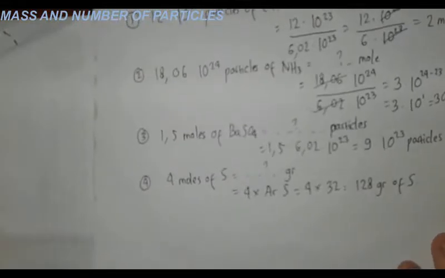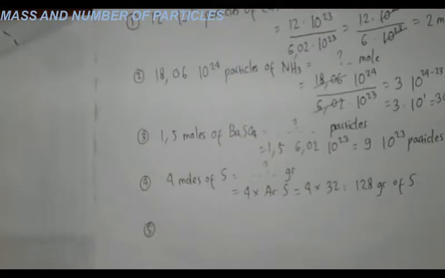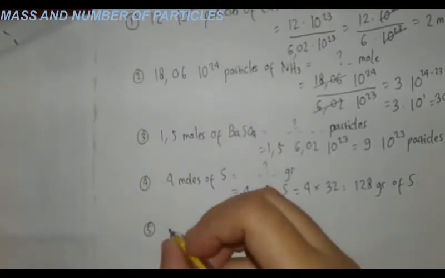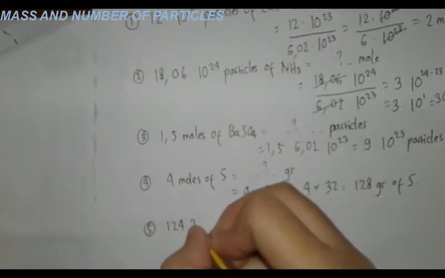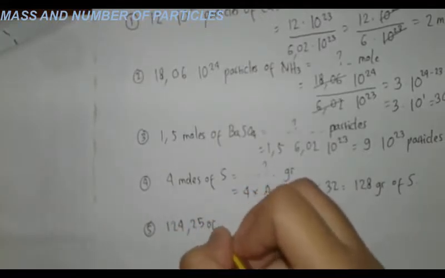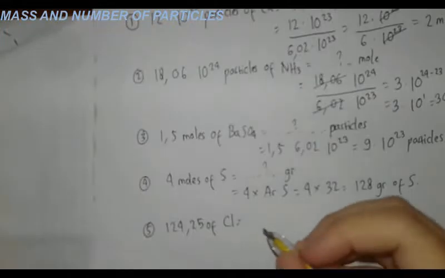Okay, and the last question in this video, number 5. We need to convert mass into mole. So what if the question is like this? How many moles of 124.25 grams of chlorine? How many moles are there?